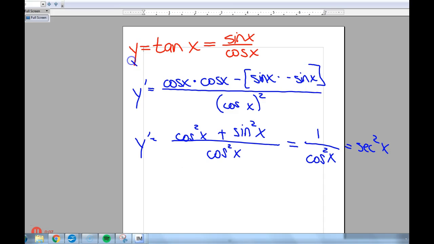So the derivative of tangent is secant squared.